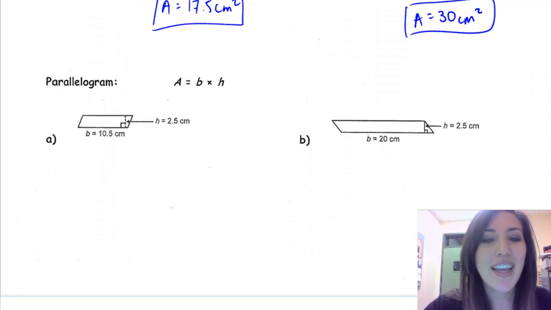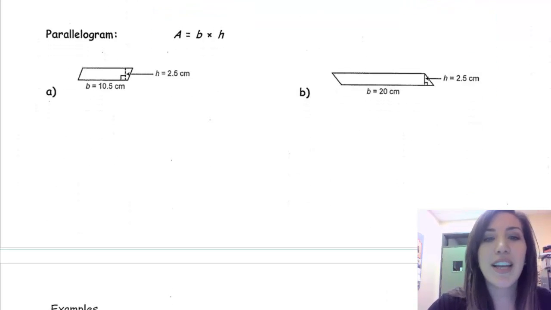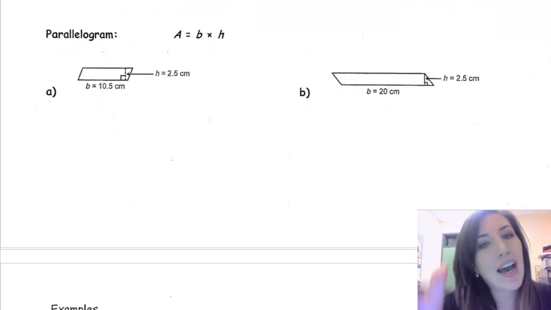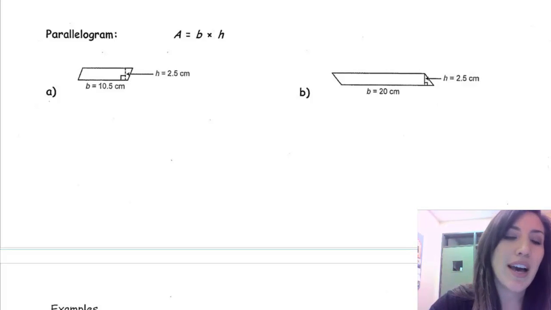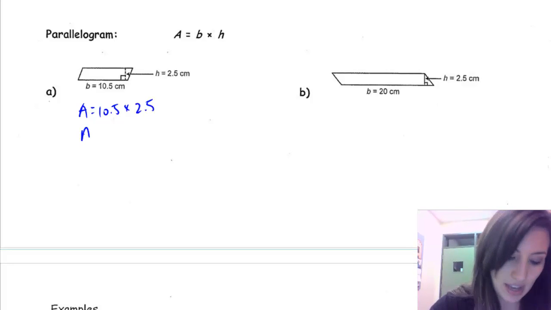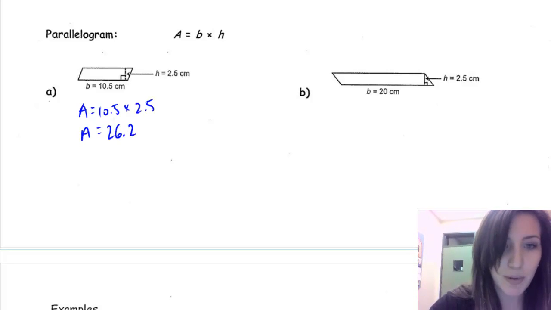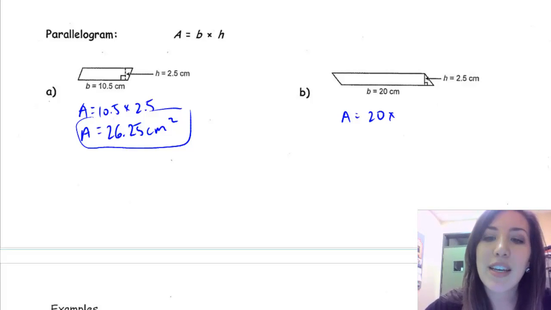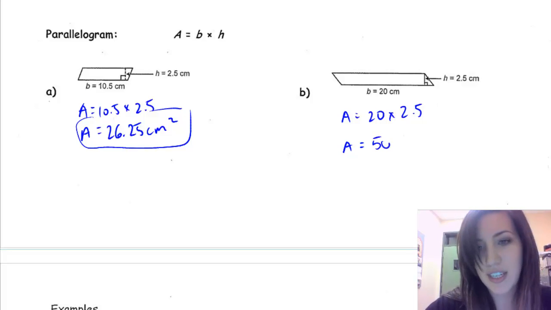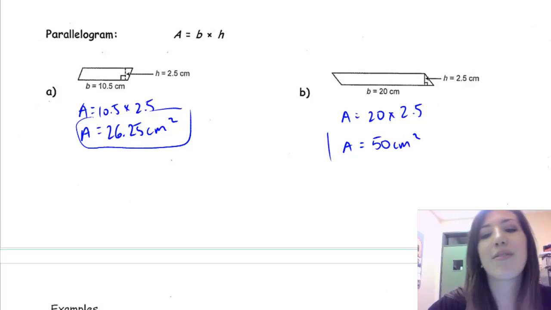And finally, the parallelogram, area equals base times height, but the height isn't the length of the side, it's the height of the actual object there. So we have area equals 10.5 times 2.5, and we get an area of 26.25 centimeters squared. And this one, area equals base times height. So our area equals 50 centimeters squared.